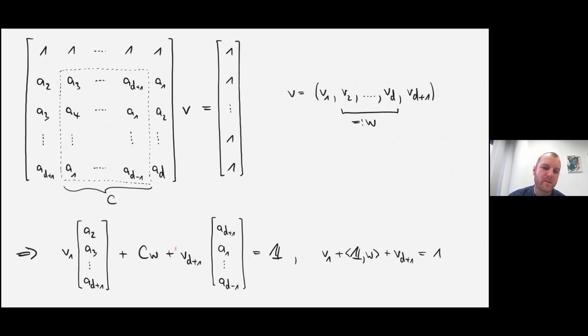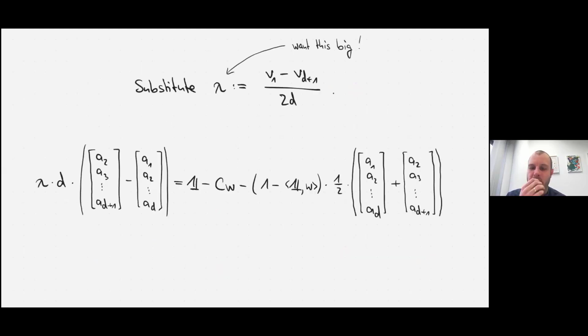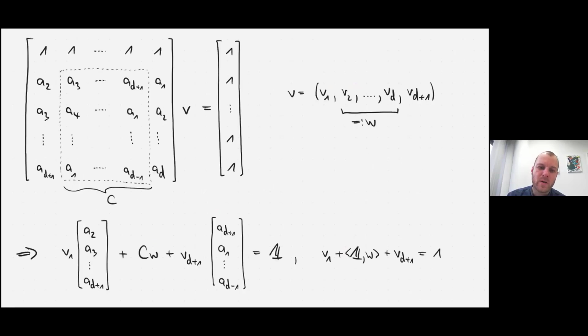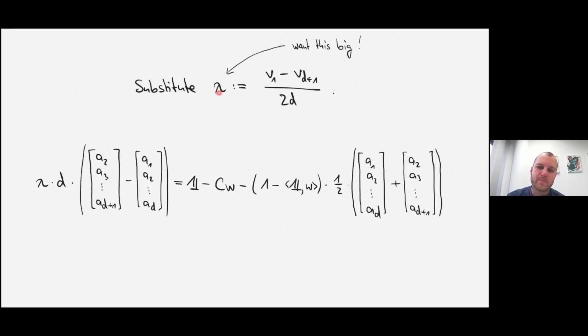You just split off everything, nothing happened here, and you still keep that first equation, which says the sum of all the entries should be equal to 1. Good. And now I'm also not really interested in V1 and V_{d+1}. I'm rather interested in the difference. So let's call this lambda. And actually, let's divide it by 2 times d, so let's normalize it somehow. And remember that we want this lambda to be big.